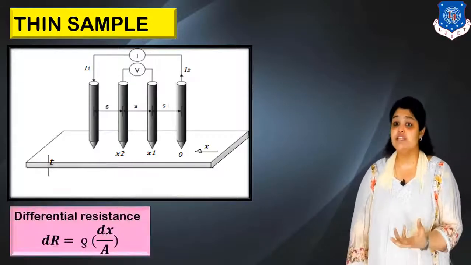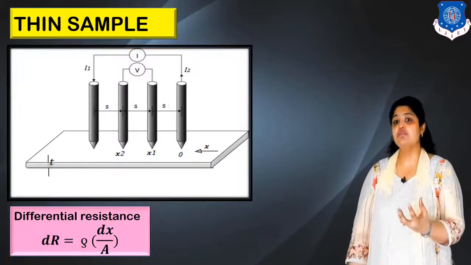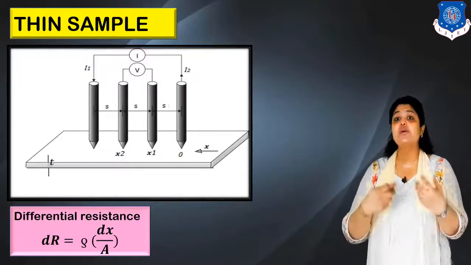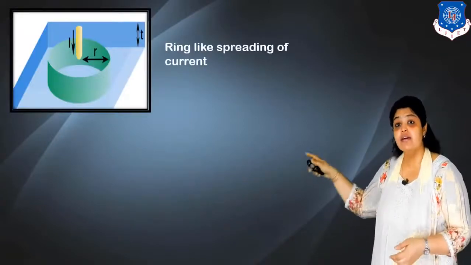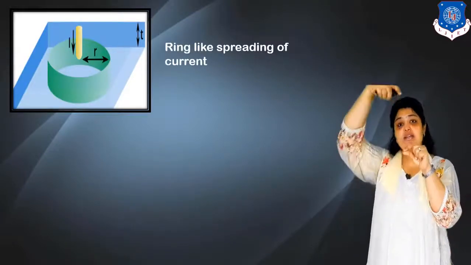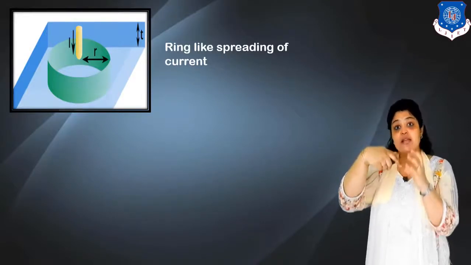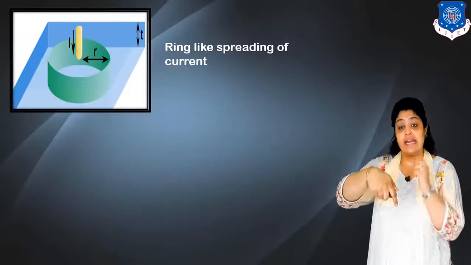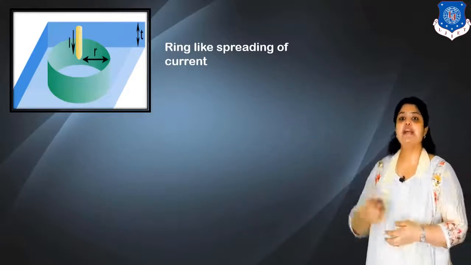Again, we are going to measure differential resistance between the two probes as rho dx by A. Now, in this case also, all the contacts are made on the surface. So when you pass current through it, current is going to spread but in a different manner. Let's see how. In the previous case, we had a hemispherical spreading of current, but here, because the thickness is very less, just assume that the current is being inputted. What will happen? The current does not have space because the thickness is very less. So the moment your current enters the sample, it will spread in a ring-like pattern, and this is how the spreading of current we get.